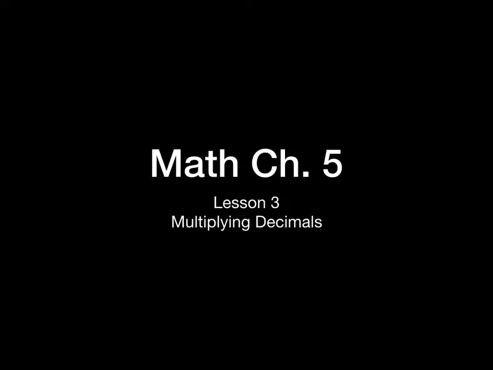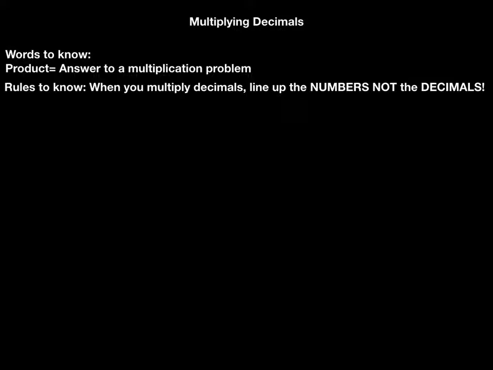Math Chapter 5, Lesson 3, Multiplying Decimals. Words to know. Product is the answer to a multiplication problem. Rules to know. When you multiply decimals, line up the numbers, not the decimals.